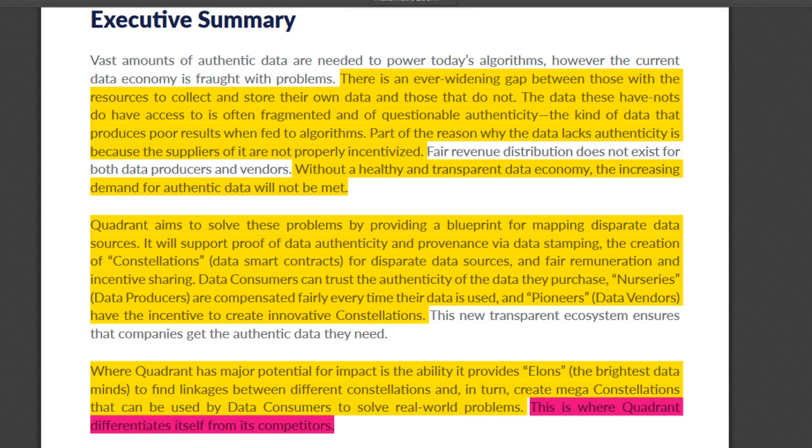So where Quadrant has the major potential for impact is its ability to provide elons. And this is a new term, and a new portion of the market that they're trying to build to find linkages between different constellations, and in turn create mega constellations that can be used by data consumers to solve real-world problems. This is where Quadrant differentiates itself from its competitors. So this goes beyond just aggregating data and going, here's 15 different sources of data on shoes and who's looking at shoes where. This is where someone can come in.